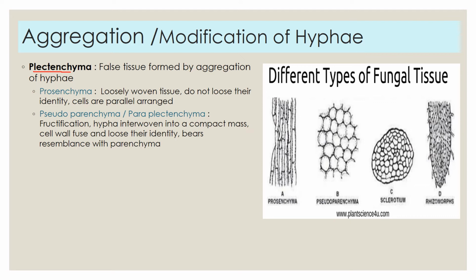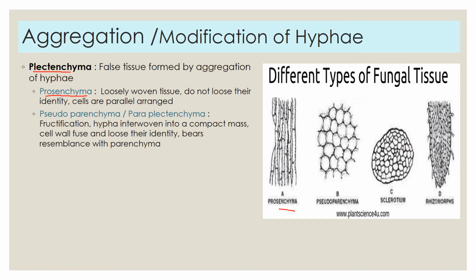In the prosenchyma, the hypha are arranged parallel to each other, close to each other, but not so tight that they will lose their identity. Here we can easily identify each and every hypha. They are just loosely arranged, and there is no fusion of the cell wall of the adjacent hypha. So this type of arrangement is called the prosenchyma.